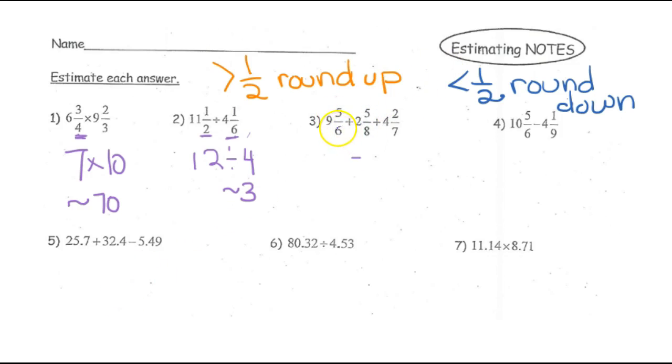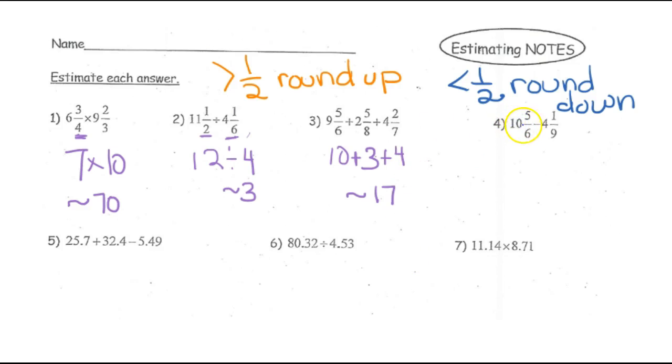12 divided by 4, our answer is going to be approximately 3. 9 5/6. 5/6 is greater than 1/2, so I'm going to round that up to 10. I don't know what that dash is that's already there. I'll change it into a plus sign. 2 5/8. I'm going to round that up to 3. And plus 4 2/7. 2/7 is less than 1/2, so I'm going to round that down. 10 plus 3 is 13, plus another 4. My answer is approximately going to be 17.